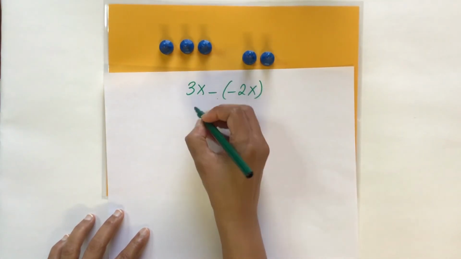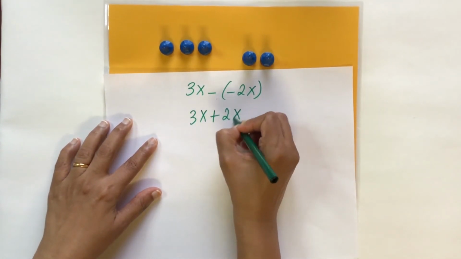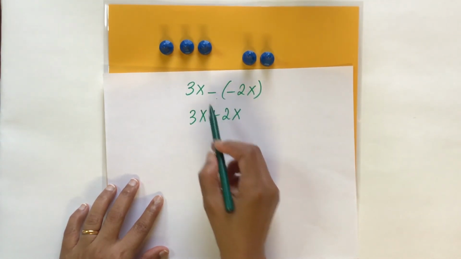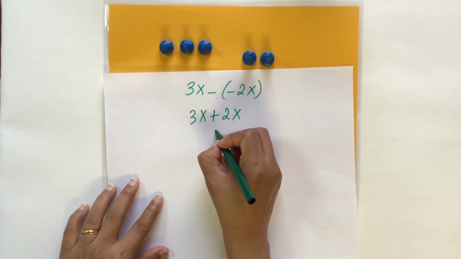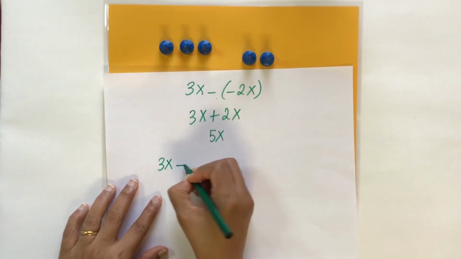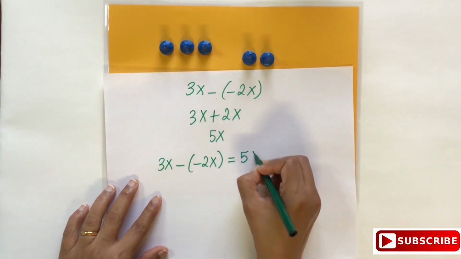This now changed to 3x plus 2x. Once again, you see the two negatives change to a positive. So 3x plus 2x is nothing but 5x. So the expression 3x minus negative 2x is simplified to 5x.